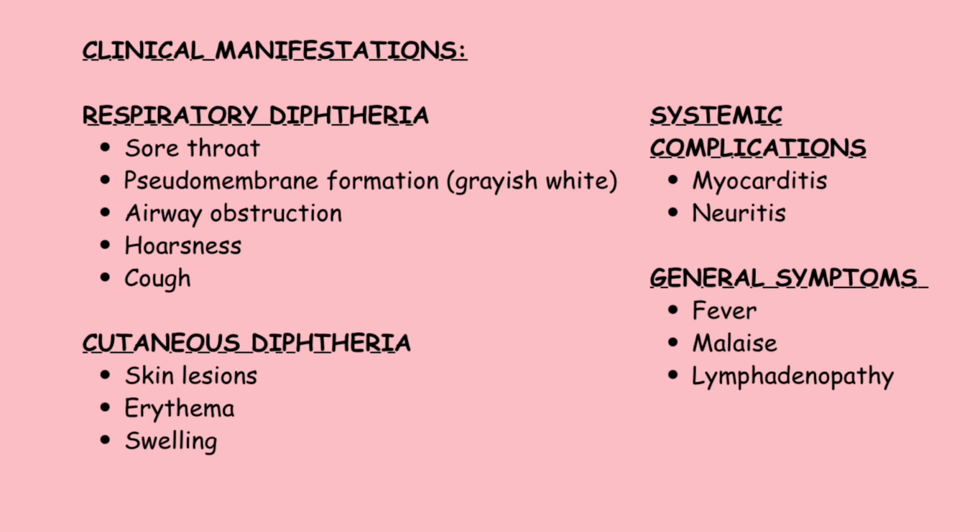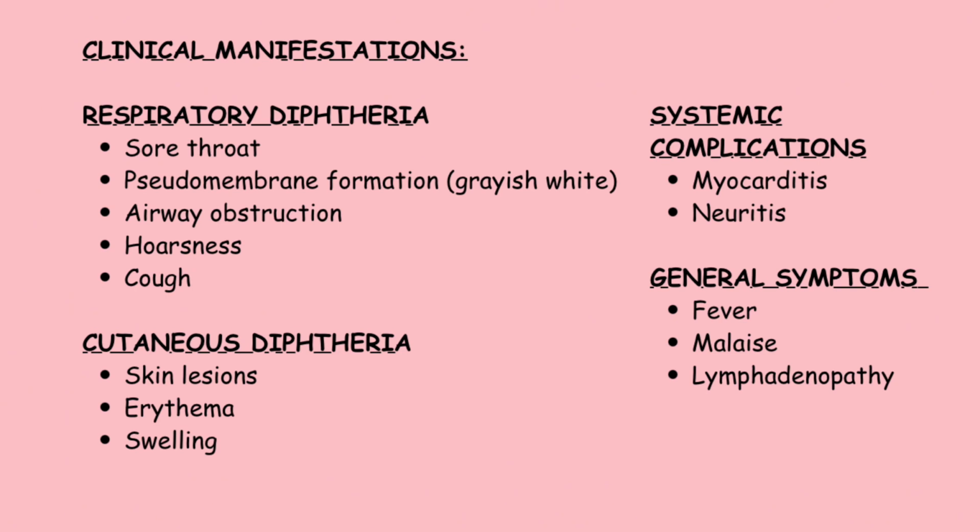Cough. A barking cough might be present due to laryngeal involvement. Cutaneous diphtheria. Skin lesions. So cutaneous diphtheria often presents with skin ulcers covered by a greyish membrane. Erythema, which means the surrounding skin may become red and inflamed. Swelling. The regional lymph nodes may become swollen and tender.